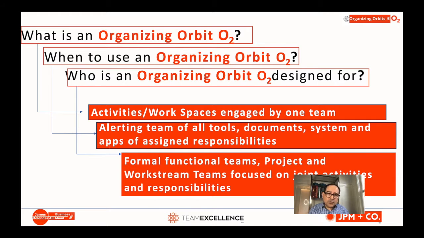So what is an O2? It's about activities and workspaces engaged by one team. An organization, especially a complex one, for every individual contributor could have 4 or 5, or maybe 2 or 3. It depends on that organization and how it's implemented. When to use an organizing orbit? If you have more than one system, one tool, more than one document, you should consider using an O2.